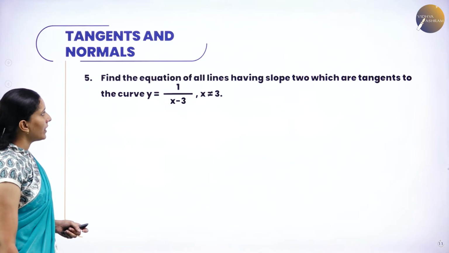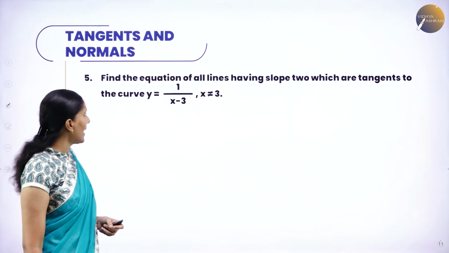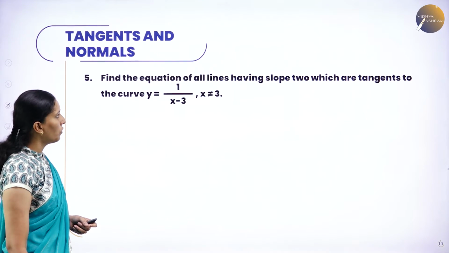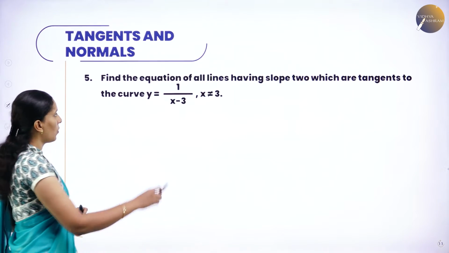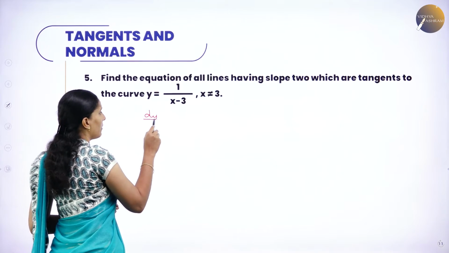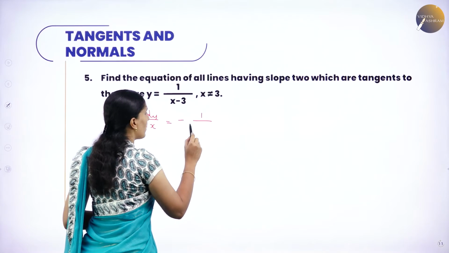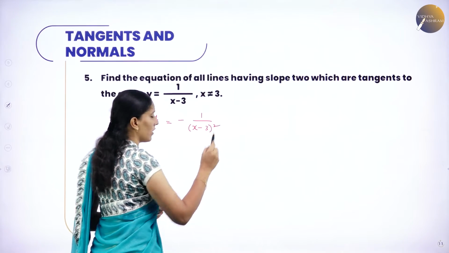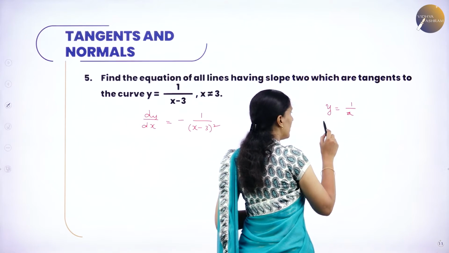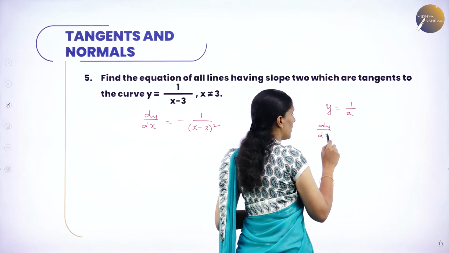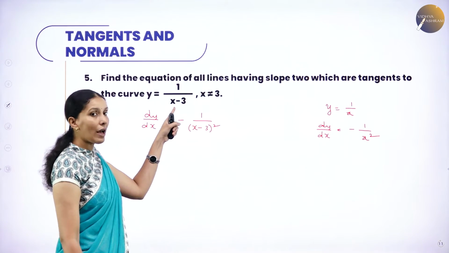Next is find the equation of all lines having slope 2 which are tangents to the curve y is equal to 1 over x minus 3, x is not equal to 3. So let us find the slope first. So we get dy by dx is equal to minus 1 by x minus 3 whole square. Why? Because generally, if y is equal to 1 by x, then dy by dx is minus 1 by x square. So therefore, in the place of x, you have x minus 3.